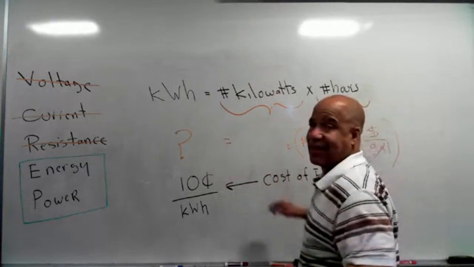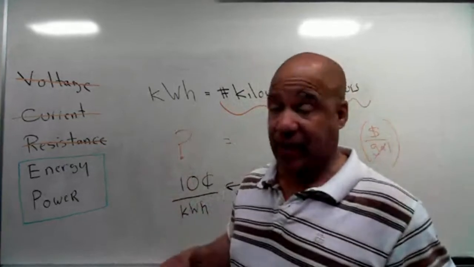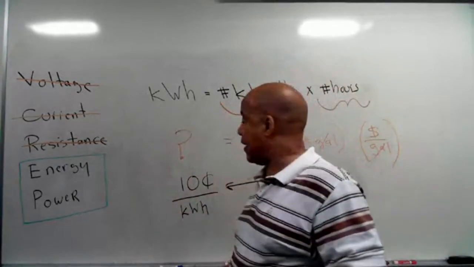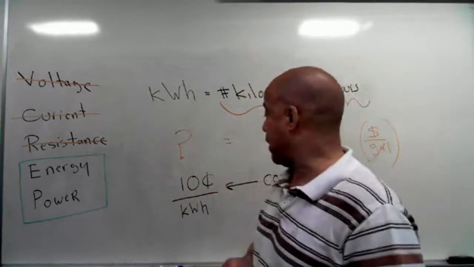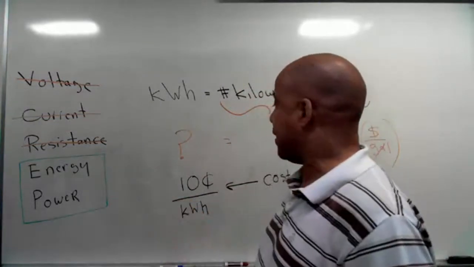But be clear, I'm not saying that's how much energy costs. I'm saying that's the number we're going to use for this class. I think that's kind of expensive. I think it should be a little less than 10 cents per kilowatt hour. But 10 is a nice number because it's easy to multiply by.